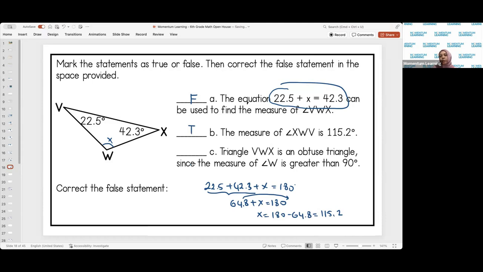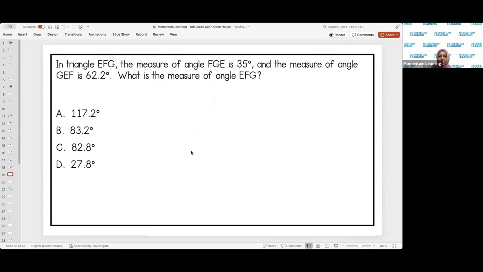And the triangle VWX is an obtuse angle since the measure of W is greater than 90 degrees. As you see, this angle is greater than 90 degrees. So it is called as obtuse angle. So it is true statement also. Okay, I think we got this one. So let's continue with the next one. In triangle EFG, the measure of angle FGE is 35 degrees. The measure of angle GEF is 62.2. What is the measure of angle EFG? So we know two angles. We are going to find the third one, which is the missing one.